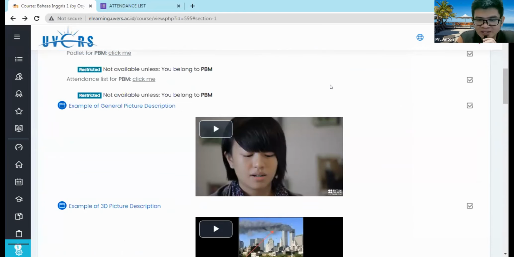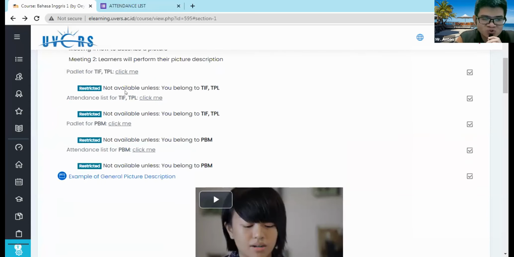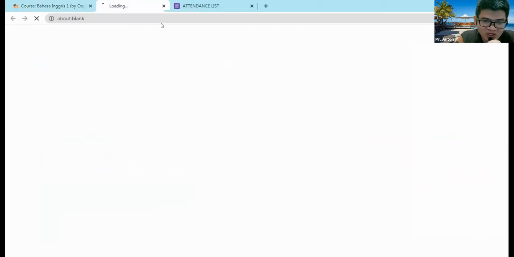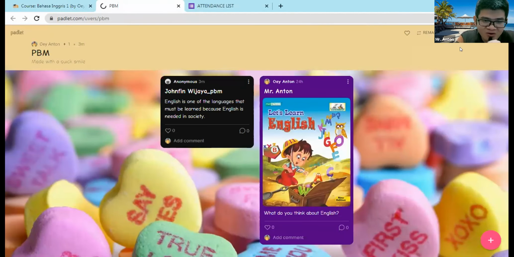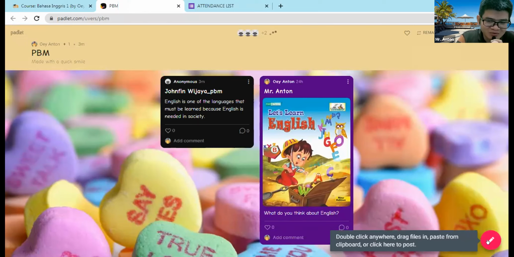Okay, before we start, I want to know, could you mind for our introduction, could you click the PBM Padlet here? Di sini ada Padlet, click here. So it will be like this. Okay, very cute, right? Jovin Wijaya PBM, you have it then. Okay, you are number 1, Jovin. Okay, good. Could you write down what you think about English? You can take plus here. Ini ada tombol plusnya. Diklik tombol plusnya.